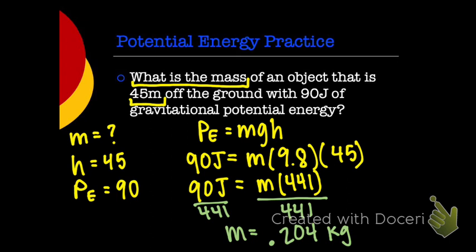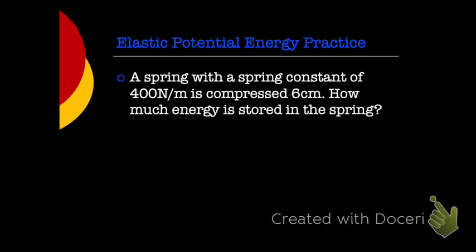Like a semi-pro? All right, this says a spring with a spring constant of 400 newtons per meter is compressed 6 centimeters. How much energy is stored in the spring? So the fact that it says spring, we know we're going to use a different equation this time. We're going to use the potential energy of a spring, which is equal to 1/2 kx squared. That's the equation for springs, right?